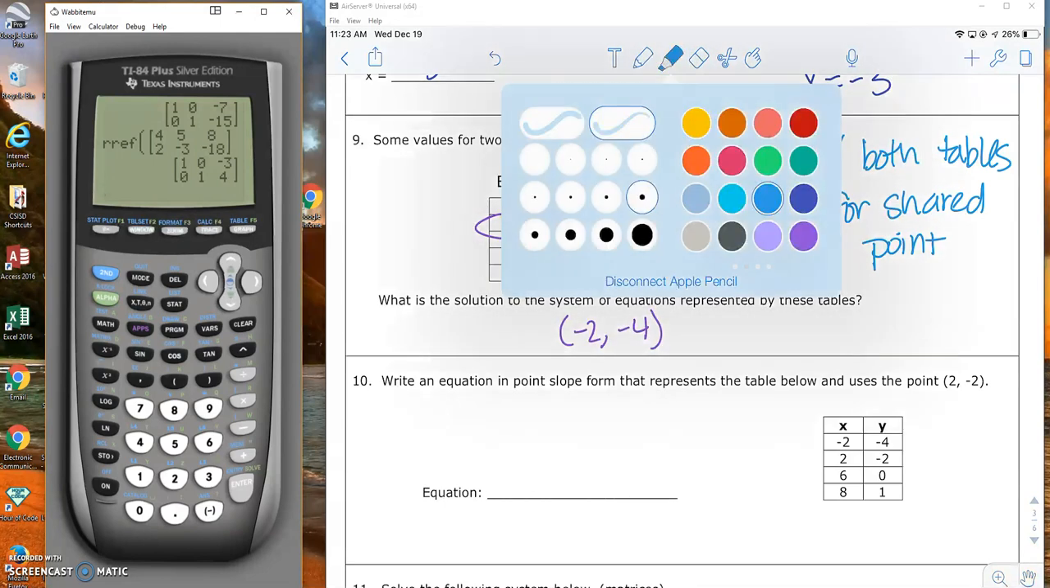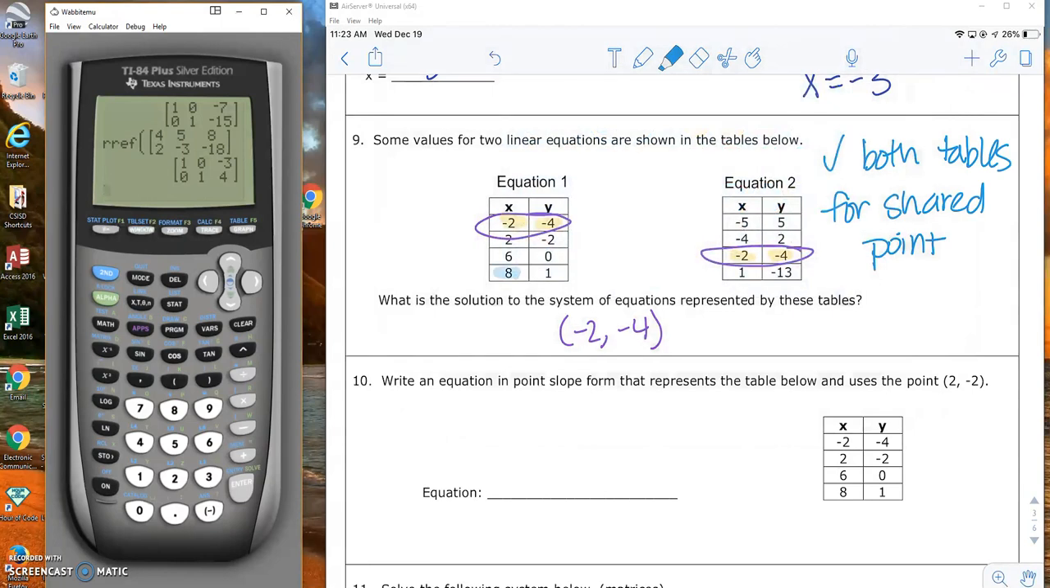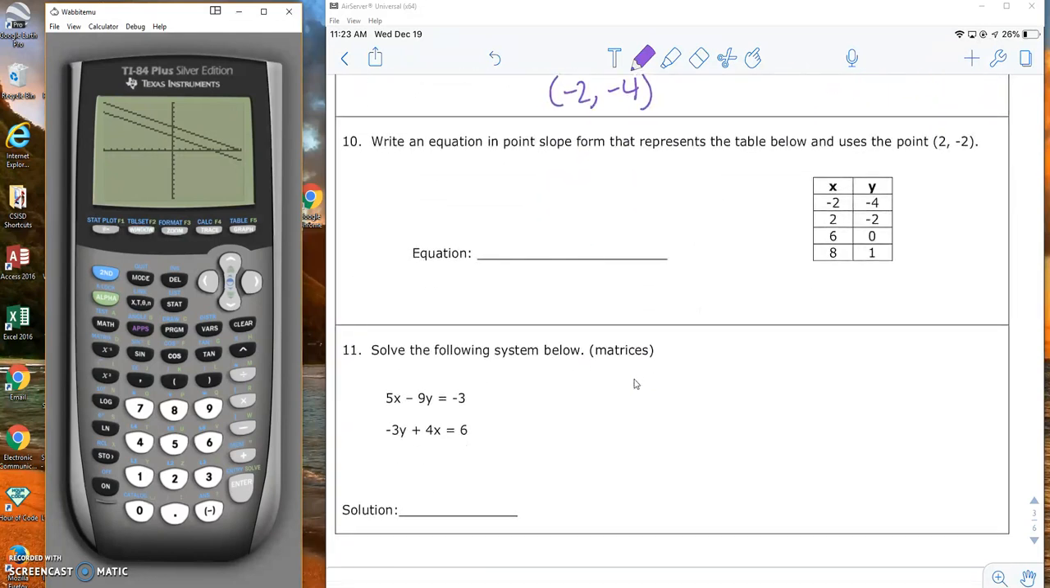Now notice it's different, like 8 is over here, but there's no 8 over here. 2 is over here, there's no 2 over here. 6 is over here, there's no 6 over here. So you are looking for an exact point that is exactly the same between both tables that they both share, and that is your solution. Alternatively, you could plug both of these into stat edit, get both of your equations, plug both of your equations into y equals, and see where they cross or where they're exactly the same on the table, but that would be wasting your time because you can see it pretty clearly right here.